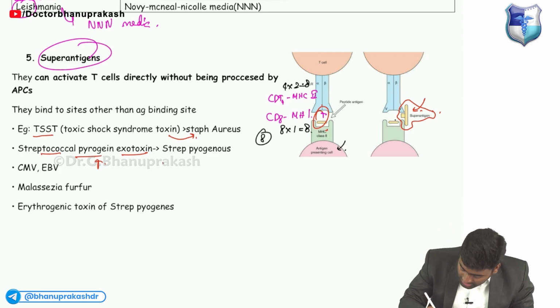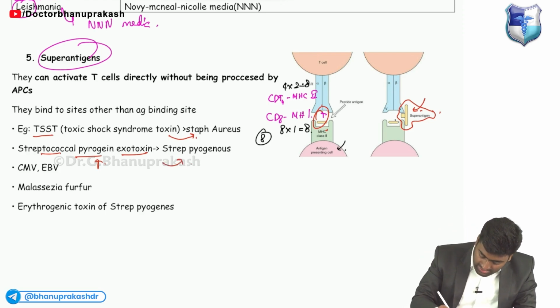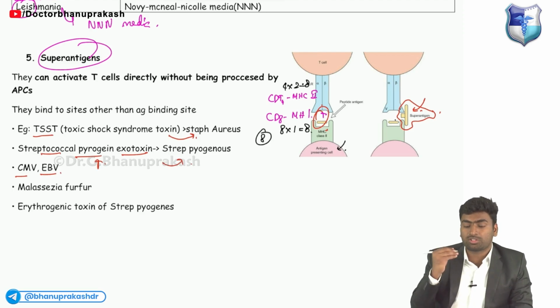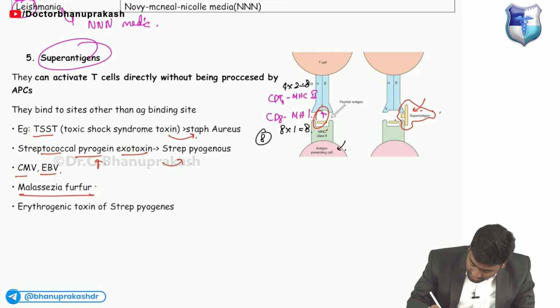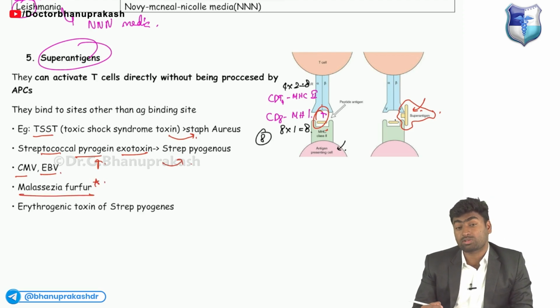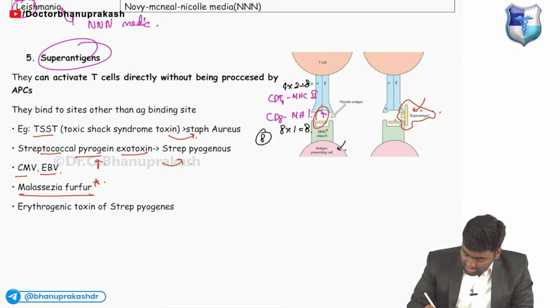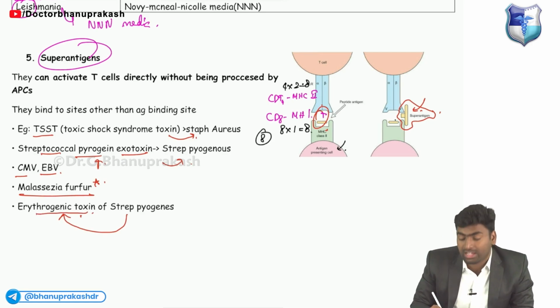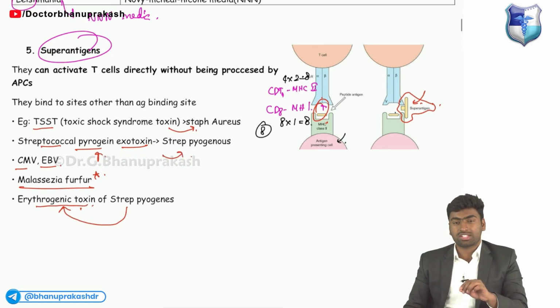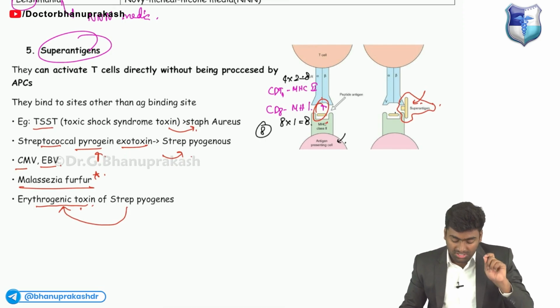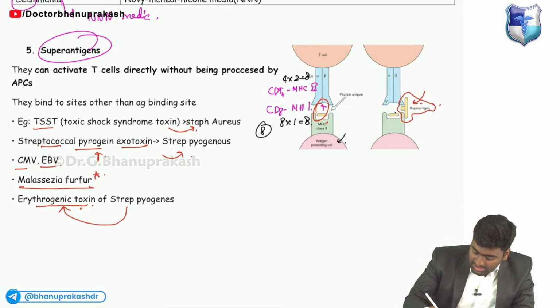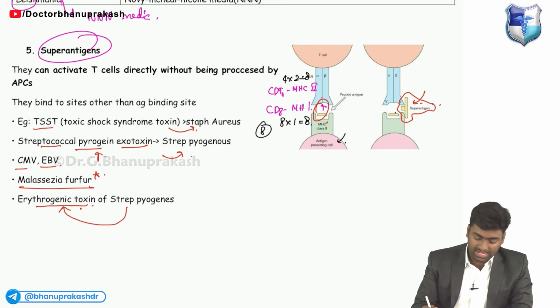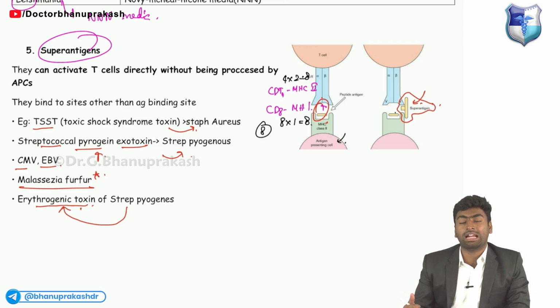It is caused by Streptococcus pyogenes. Then CMV and EBV also cause superantigens, and the fungus Malassezia furfur also has this. Streptococcus pyogenes has one more toxin, erythrogenic toxin, which is also a superantigen. Just remember the main one is toxic shock syndrome. Another one is pyrogenic exotoxin, and Malassezia furfur, CMV and EBV.